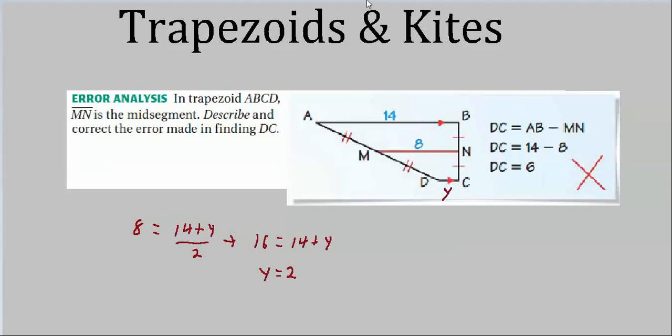Now, what they should have done was written out the equation correctly, which is that AB plus DC divided by 2 will give us the length of the midsegment. So we just write it out. 8 equals 14 plus y over 2. And that leads us to y equals 2.